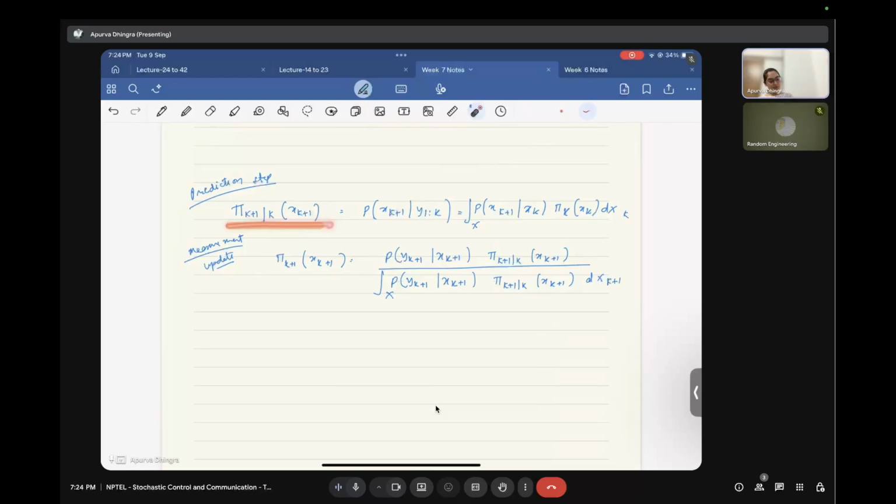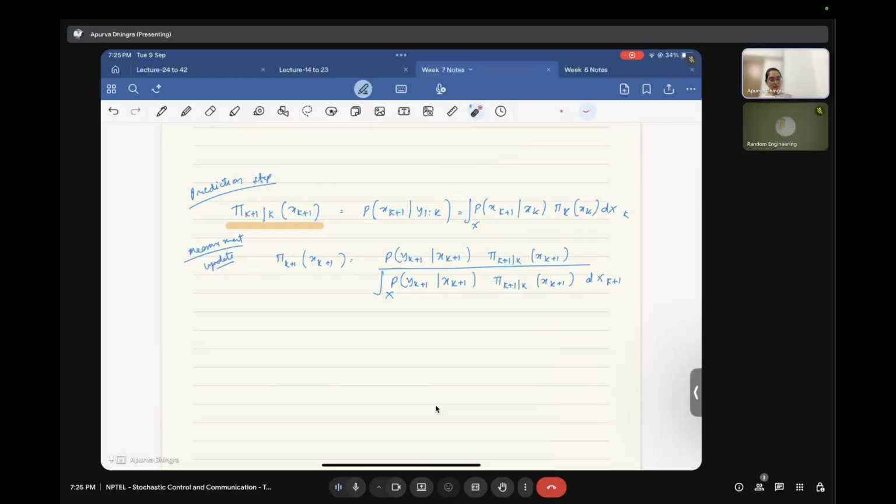Once you have this prediction step, you're just applying the Bayes rule on top of it. So this becomes something like your prior, and then you're applying Bayes rule with this prior, using the probability of getting the observation y k plus 1 given the true state x k plus 1. What is the probability of getting that particular observation? So then it's just applying Bayes rule on top of it. This is the measurement update step.